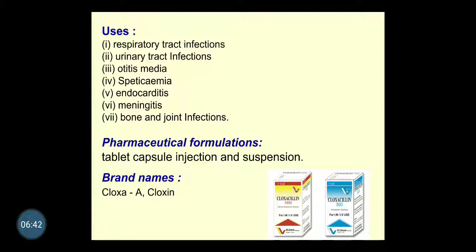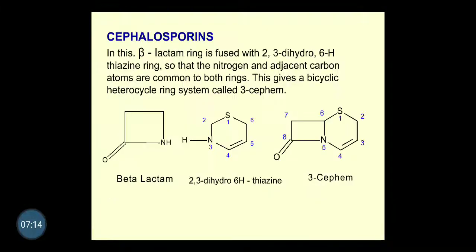Next, the uses of the antibiotic cloxacillin: it is used in respiratory tract infection, urinary tract infection, otitis media, septicemia, endocarditis, meningitis, and bone and joint infections. In all these types of infection, this antibiotic is effective. It is available in tablet, injectable, and suspension forms as far as formulations are concerned, and Cloxa A and Cloxins are popular brands of the drug cloxacillin.